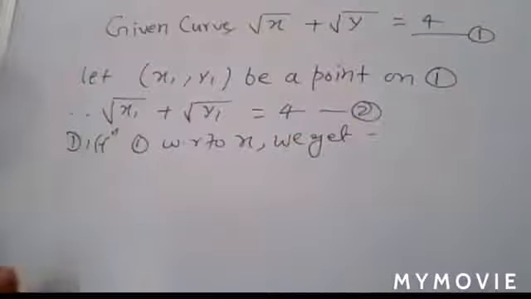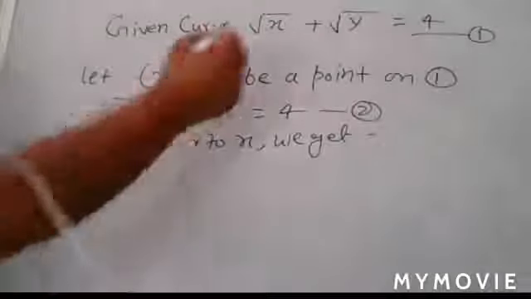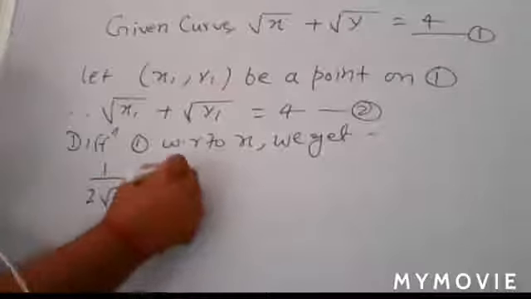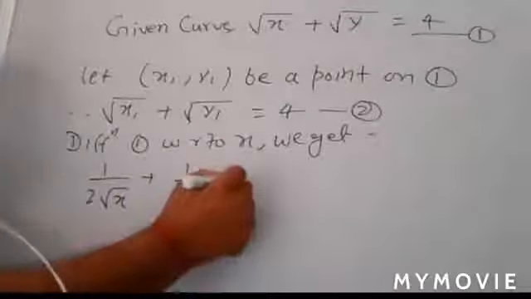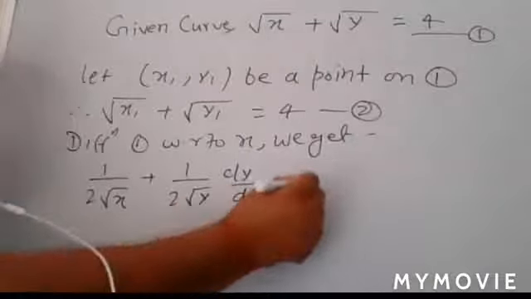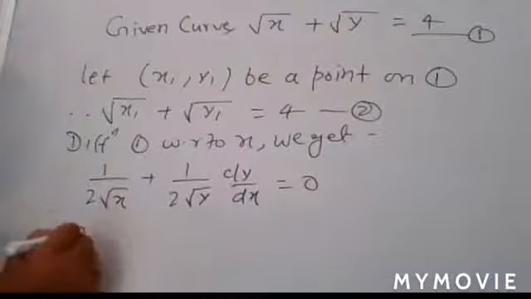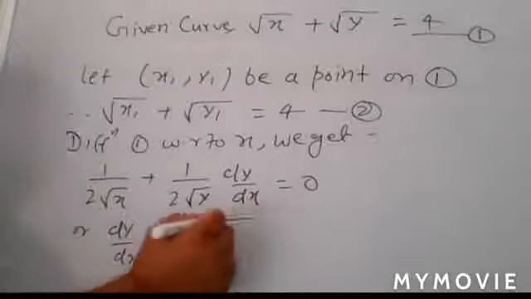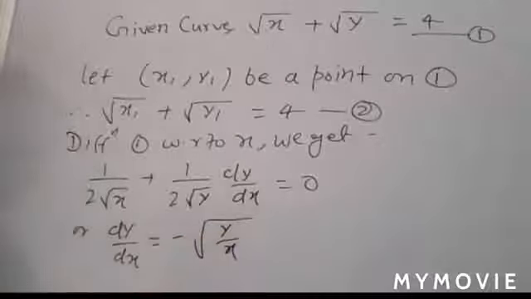We get, why is it written here, differentiating 1 with respect to x? Because your first equation is an implicit function. Understand? That's why I write it here. So the derivative of root x is 1 by 2 under root x, plus 1 by 2 under root y dy by dx is equal to 0. So the value of dy by dx is equal to minus times of root y by x. Minus times of under root y by x. So that gives the value of dy by dx.